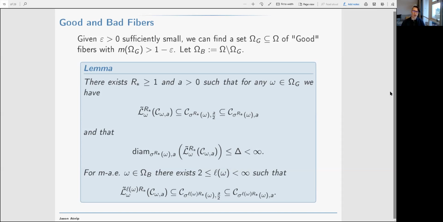Okay, so we get this contraction with finite diameter. Now if we started on a bad fiber, we're not going to get contraction in time R star, but we can find some number L, depending on omega, which is bigger than 2 and finite for almost every bad fiber, such that if we push forward by L times R star, we'll get contraction by a factor of 1/2, so we'll land in the A over 2 cone again. But this time, we're unable to say anything about the size of the diameter of the image. Meaning that if we started off with an infinite diameter cone and pushed forward by L times R star, we would be in the A over 2 cone in the future, but we wouldn't know anything about the size of the image. So it could very well still be infinite diameter as well.